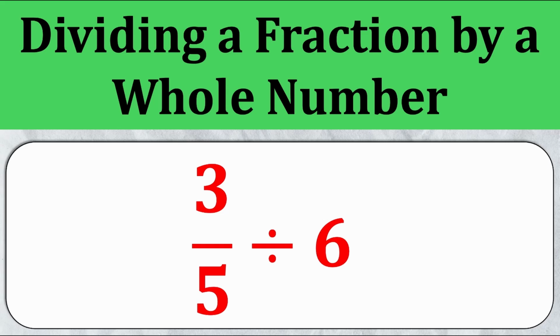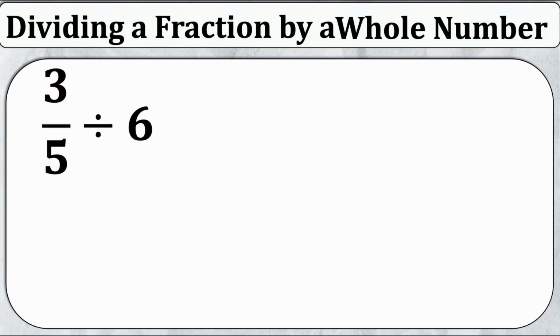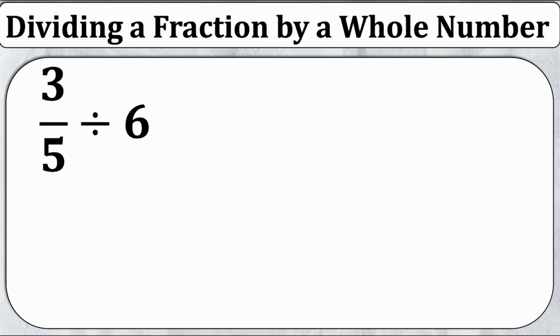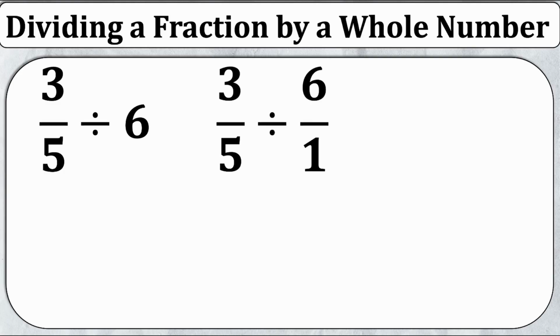In this video, we're going to learn how to divide a fraction by a whole number. So here you see we have two numbers. We have 3/5, which is our fraction, and of course we have 6, which is our whole number. Now when dividing by a whole number, the easiest thing to do is actually switch the whole number to a fraction. Now all whole numbers as fractions are just themselves over 1. So that's going to give me this next line, 3/5 divided by 6/1.